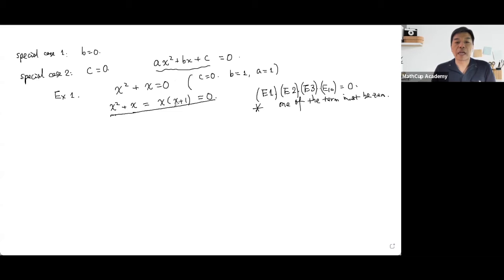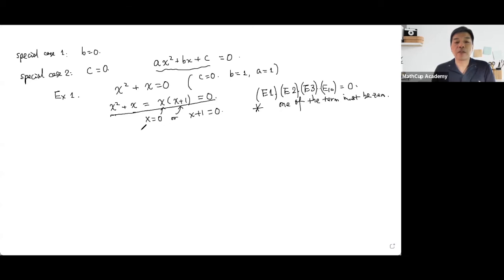So when I have x times x plus 1 equals 0, we know that either x equals 0 or x plus 1 has to equal 0. You only have two possibilities. If this is not 0 and this is not 0, then multiplied together they cannot be 0, right? That's where the basic property comes from. So you have x equals 0 or x plus 1 equals 0.